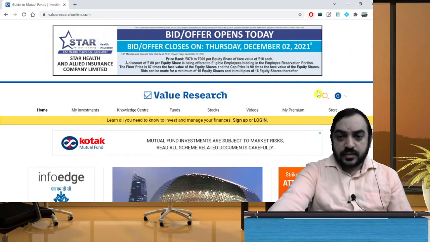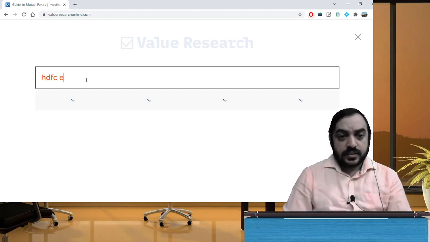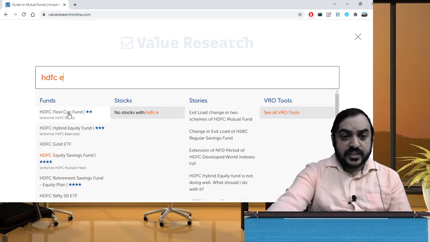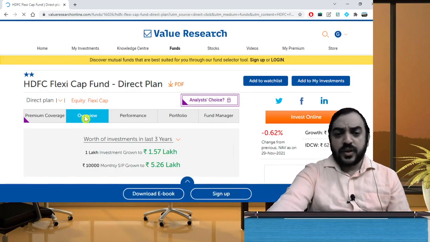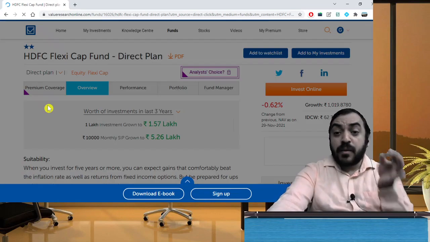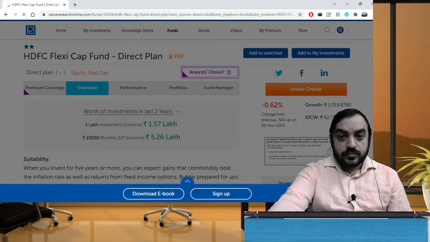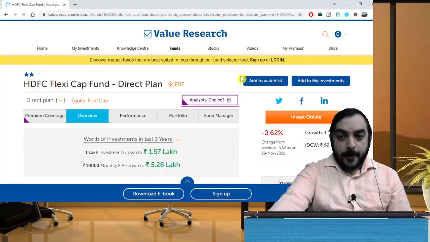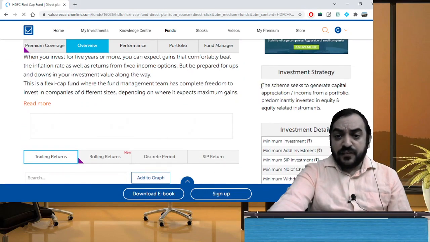So if you select, let's say, HDFC Flexi Cap Fund. So what is this Flexi Cap, Large Cap? I'll come to it. Just understand HDFC Flexi Cap Fund. We have direct plan, indirect plan. I'll explain to you what that is. Suitability. They will have an investment strategy.